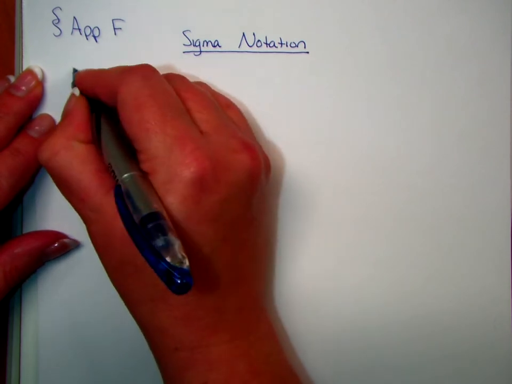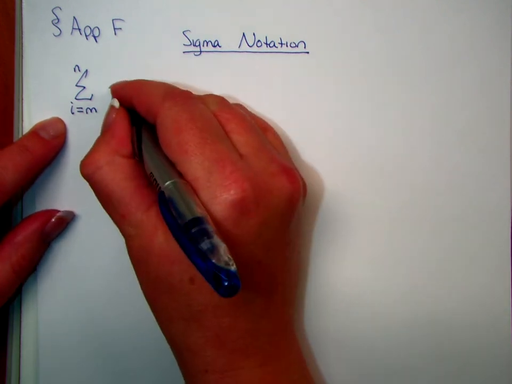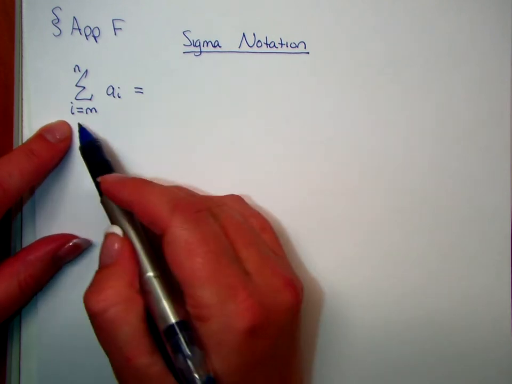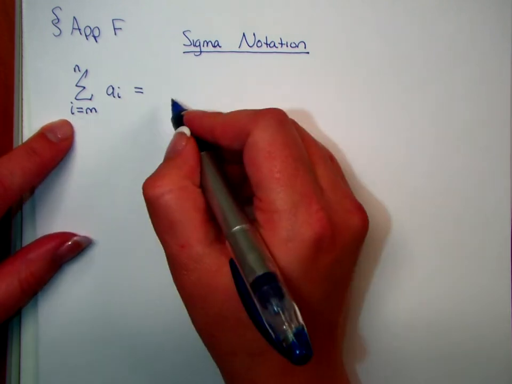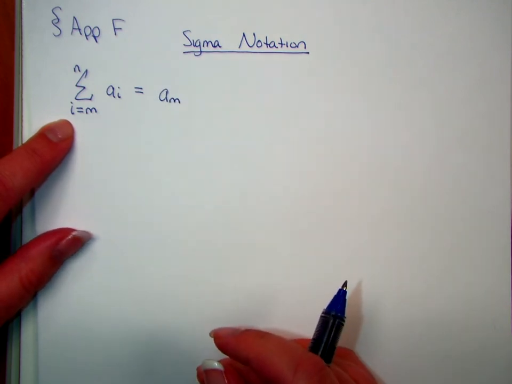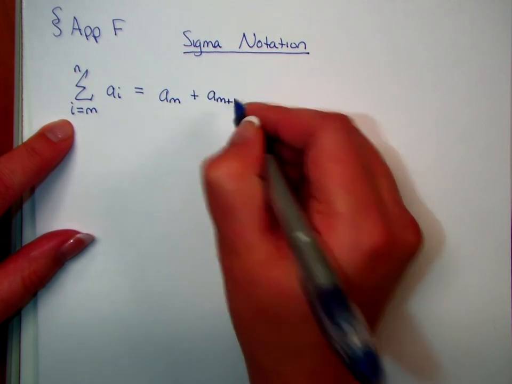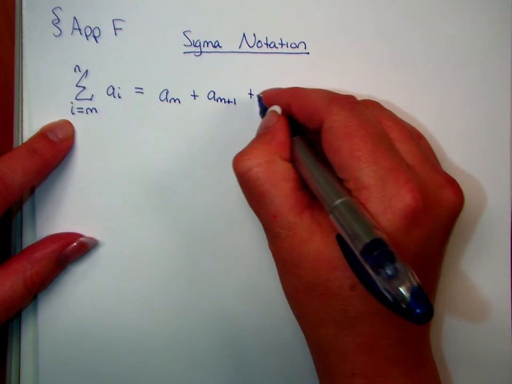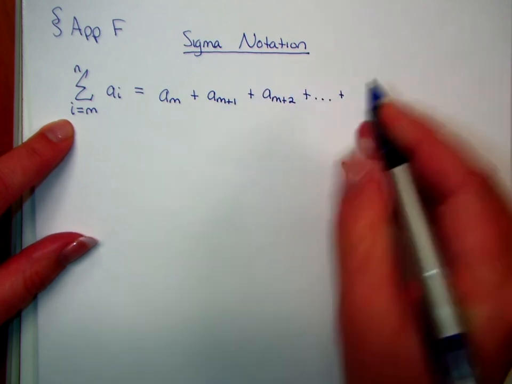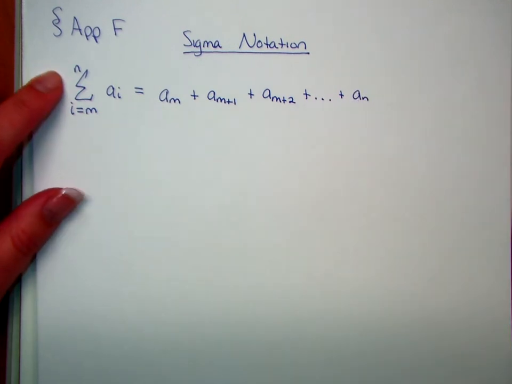So if we have a sigma summation from i equals some number m to some number n, and here's a sub i, these are all our terms, the summation is going to start when i equals m, so we're looking at a sub m, and then we're going to increase our index by 1, so our next term is going to be a sub m plus 1. And then, if we wanted to do a next one, we could do m plus 2. And we're going to keep increasing that index by 1 until we get to the top number.